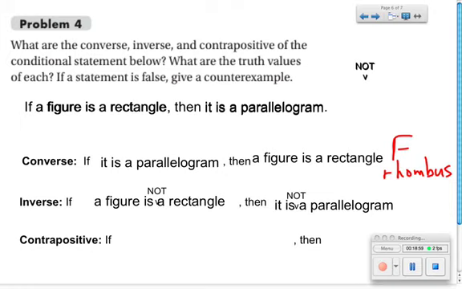Yes, sir. So in the note, let's call that squiggly thing, is that not? Absolutely. So that means not. Yes. The squiggly means not.